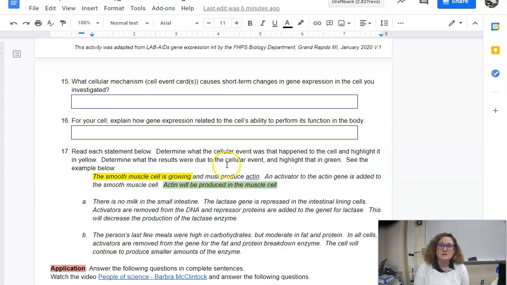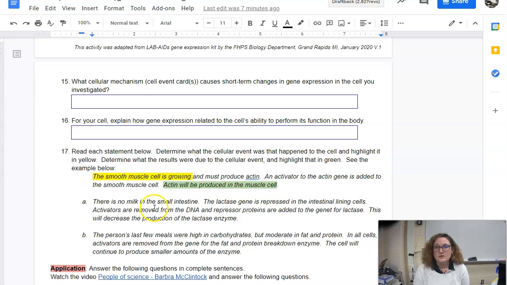And so just to kind of review what's going on here, the first part is you're going to highlight in yellow what the cellular event was, and then you're going to highlight in green what happened. Okay, so in this case, the smooth muscle cell is growing, is the cellular event, and it has to produce actin. So an activator to the actin gene is added to the smooth muscle cell, and so then actin is produced. So this is what happens because the smooth muscle cell is going to grow.